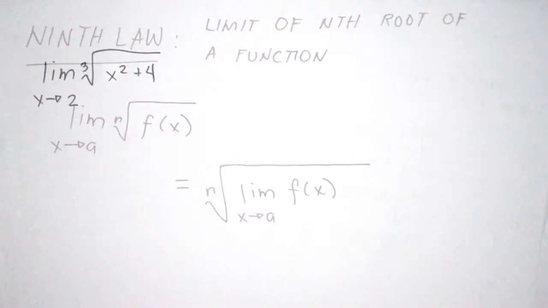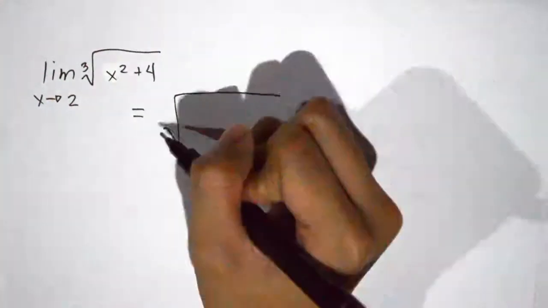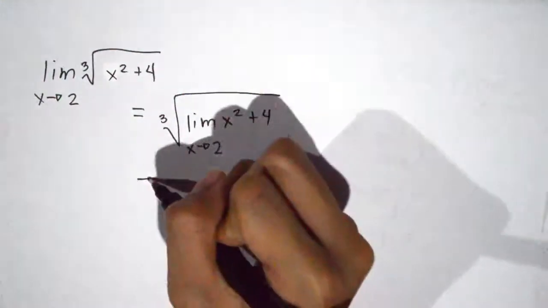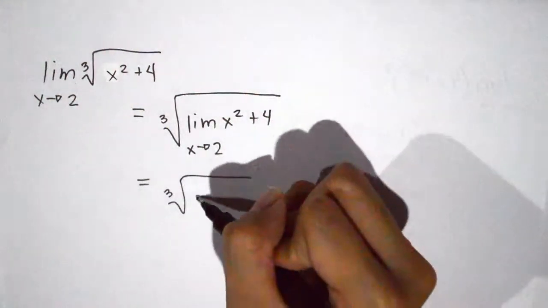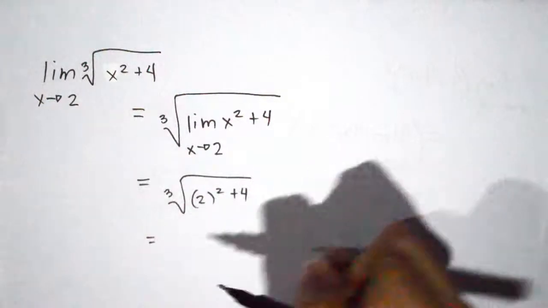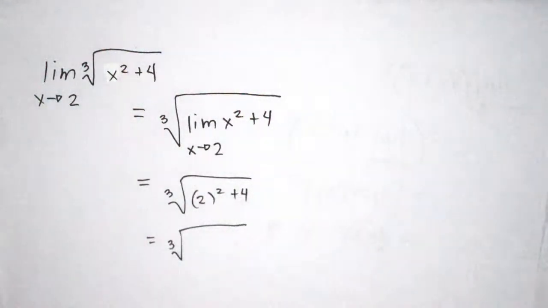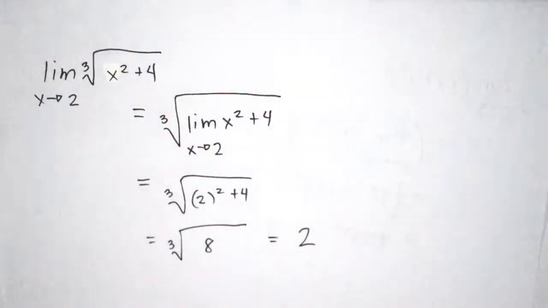For example, the limit of the cube root of x squared plus 4 is equal to the cube root of the limit of x squared plus 4 as x is approaching 2. Follow the steps earlier. The x squared will become 2 squared because you will have to substitute x with the value x is approaching. So the answer will be 4. Add 4 plus 4 and the answer will be the cube root of 8, which is equal to 2.